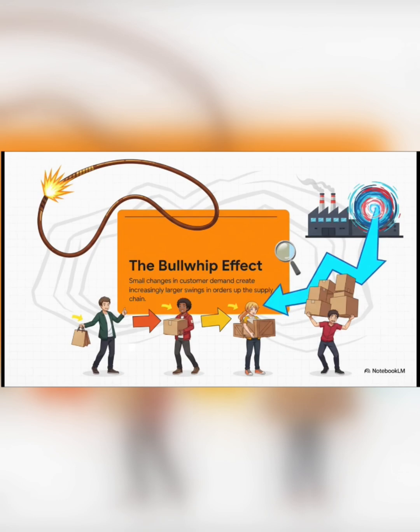I mean, think about cracking a whip. A tiny flick of your wrist creates that huge, loud crack at the very end. It's the exact same idea in a supply chain. A small change in what you buy at the store gets amplified and distorted at every single step all the way back to the factory. And that creates these wild, crazy swings in orders that lead to, well, empty shelves.